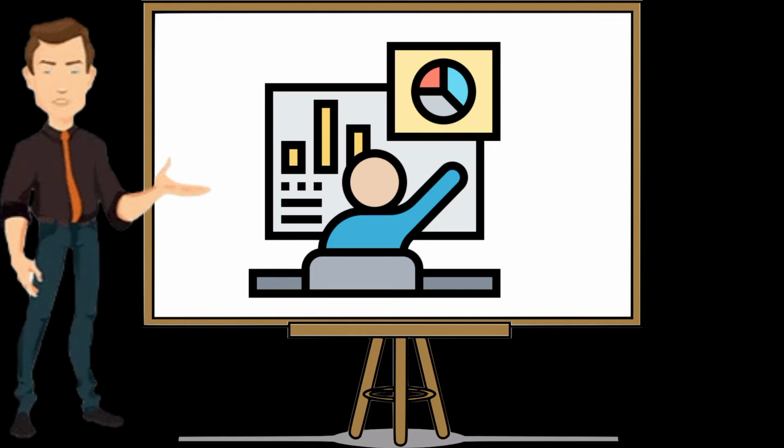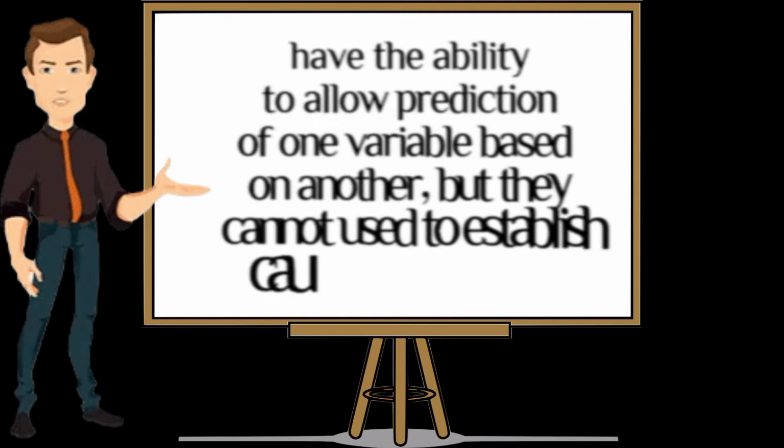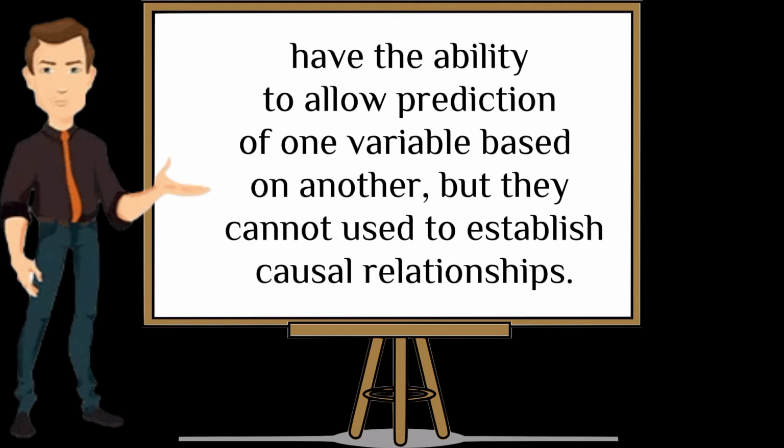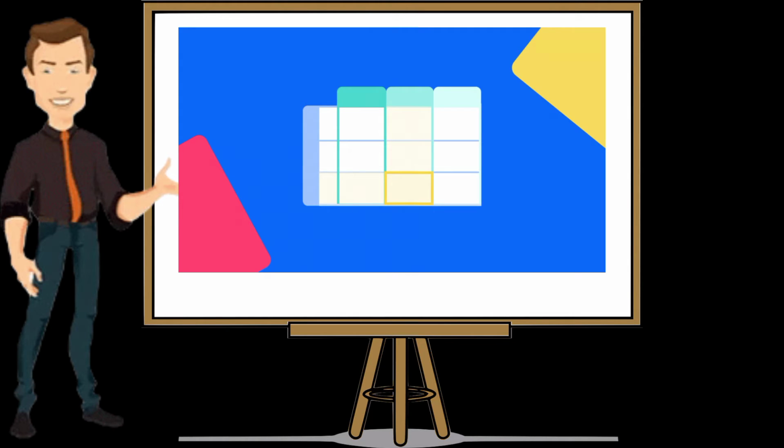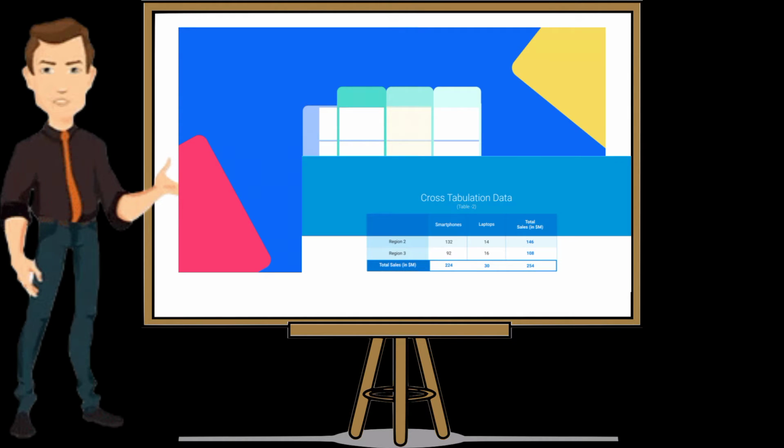These are generally referred to as correlational or associational statistics. They have the ability to allow prediction of one variable based on another, but they cannot be used to establish causal relationships. Another type of correlational statistics is the cross-tabulation or bivariate frequency. These are the products of tables in which two variables have been cross-classified.